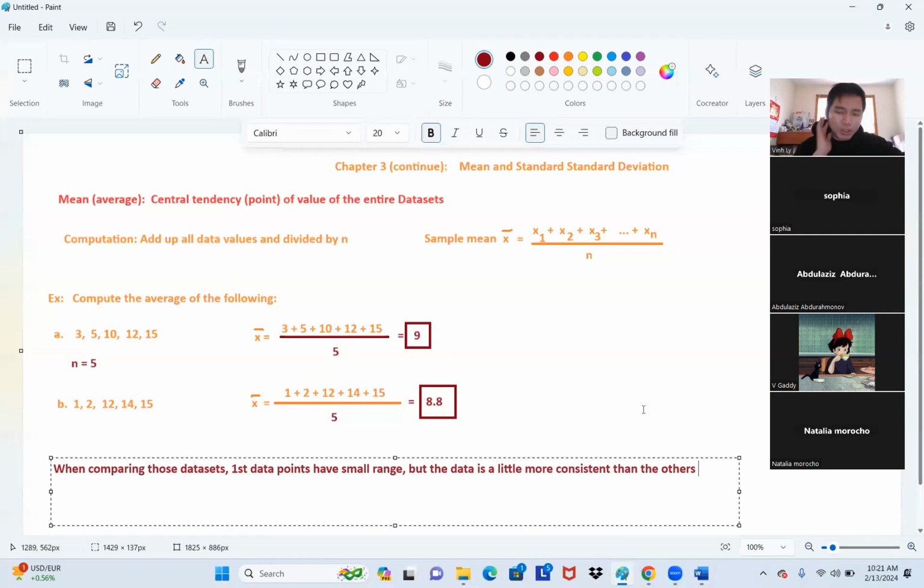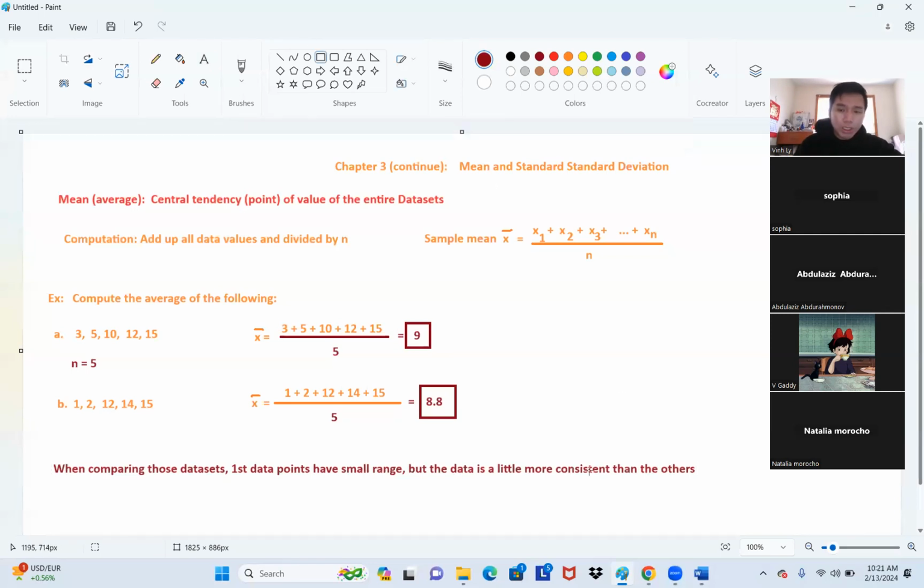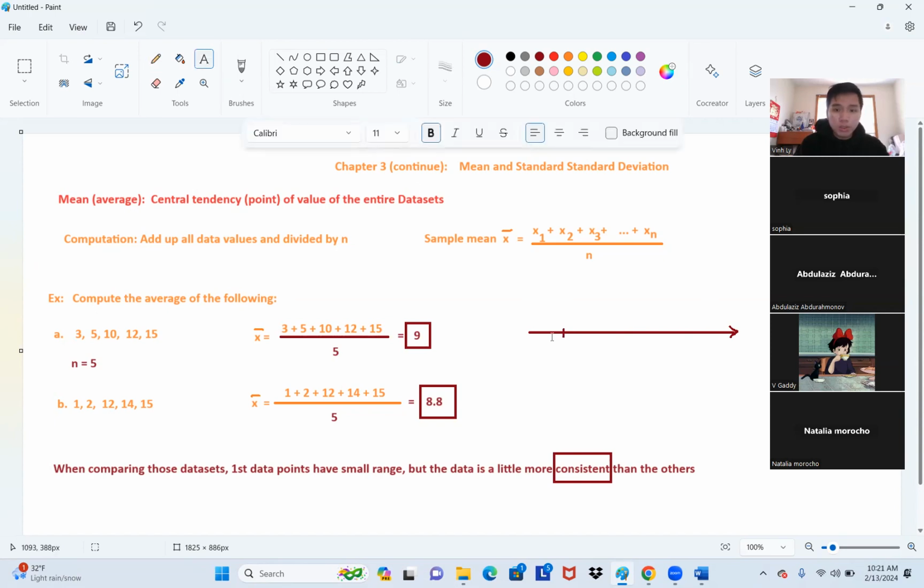The reason I call this consistent is what we're going to look at. You can literally check the jumps in the first data set. We start with 3, and then it jumps to 5, and then afterward it jumps to 10, then to 12 and 15.